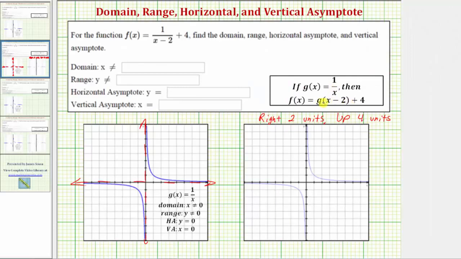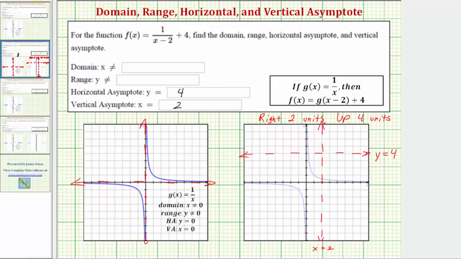So again, because we have g of the quantity x minus 2, we would shift the graph of g of x right 2 units. So we'll shift the vertical asymptote right 2 units. Should be here. The equation of this vertical line is x equals 2. And because we have the plus 4 here, we want to shift g of x up 4 units. So we'll also shift the horizontal asymptote up 4 units, which should be here. The equation of this horizontal line is y equals 4. So now we know the vertical and horizontal asymptotes of the given function f of x. Vertical asymptote is x equals 2, horizontal asymptote is y equals 4.